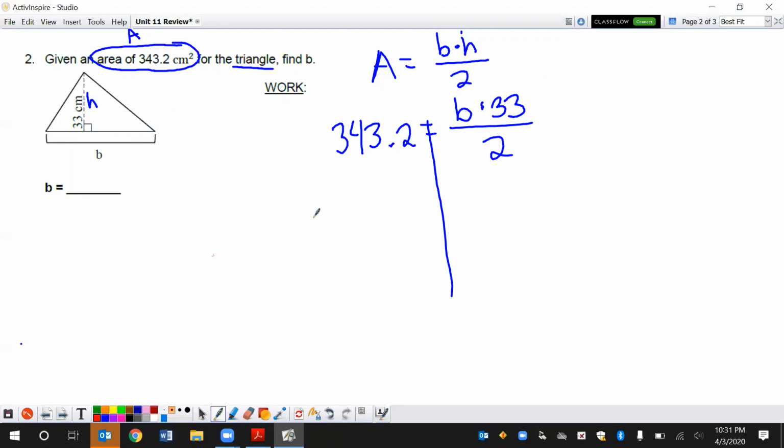So first thing I want to do is multiply by 2 so that it can cancel that fraction, and I gotta do it to both sides. So I'm going to multiply 343.2 times 2, and I get 686.4.